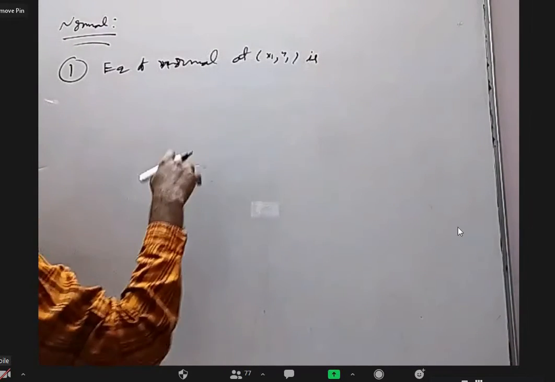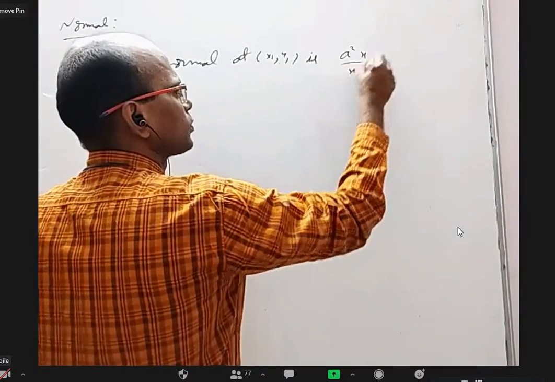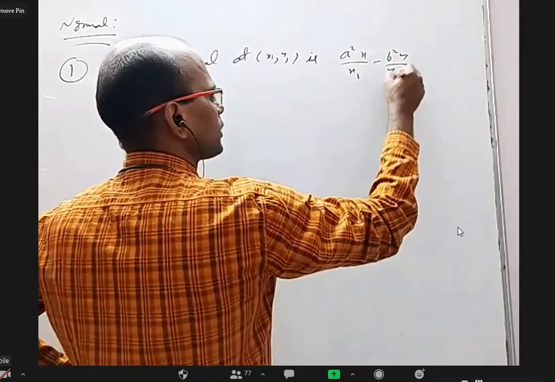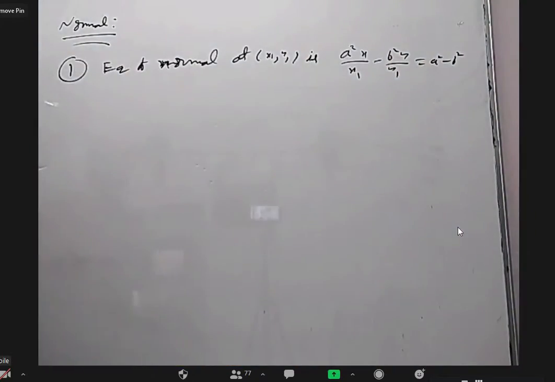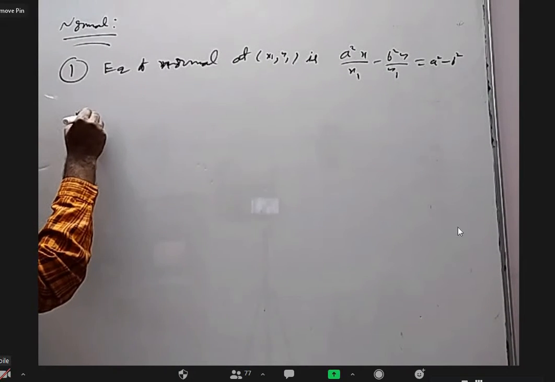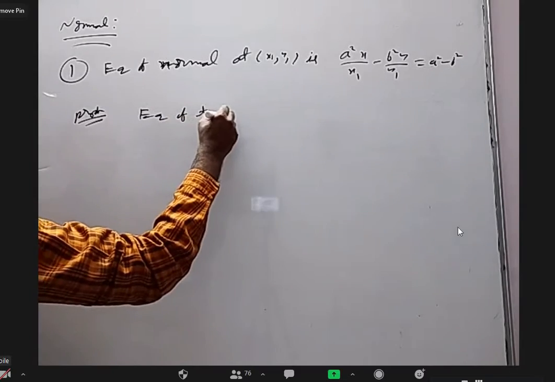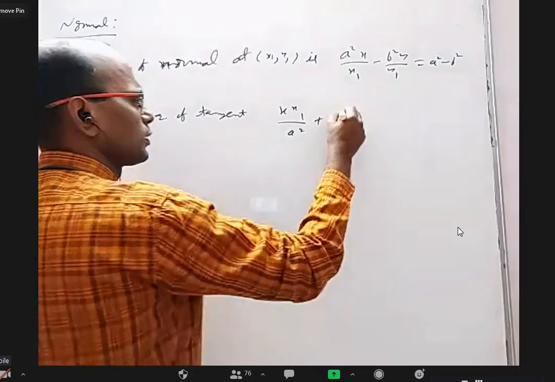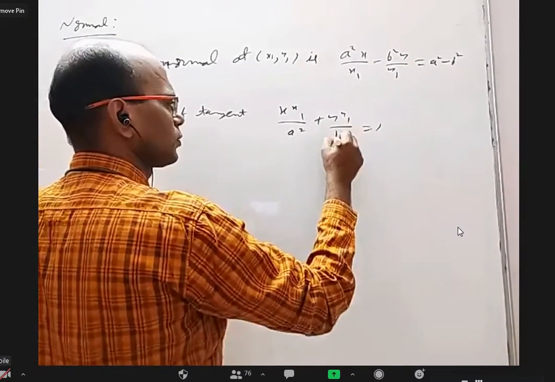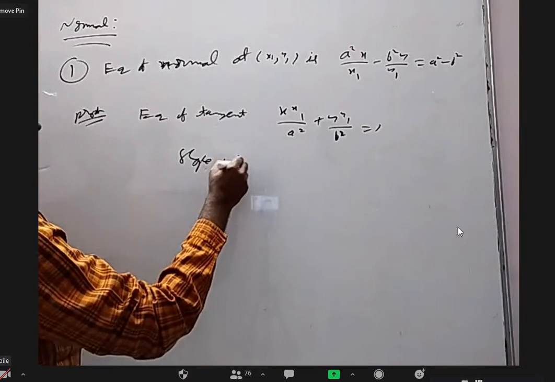That was the standard ellipse only. Every time I don't want to write it: a square x by x1 minus b square y by y1 equal to a square minus b square. How did we get this? What is the equation of tangent? First of all, x1 by a square plus y1 by b square equal to 1. What is the slope of tangent?